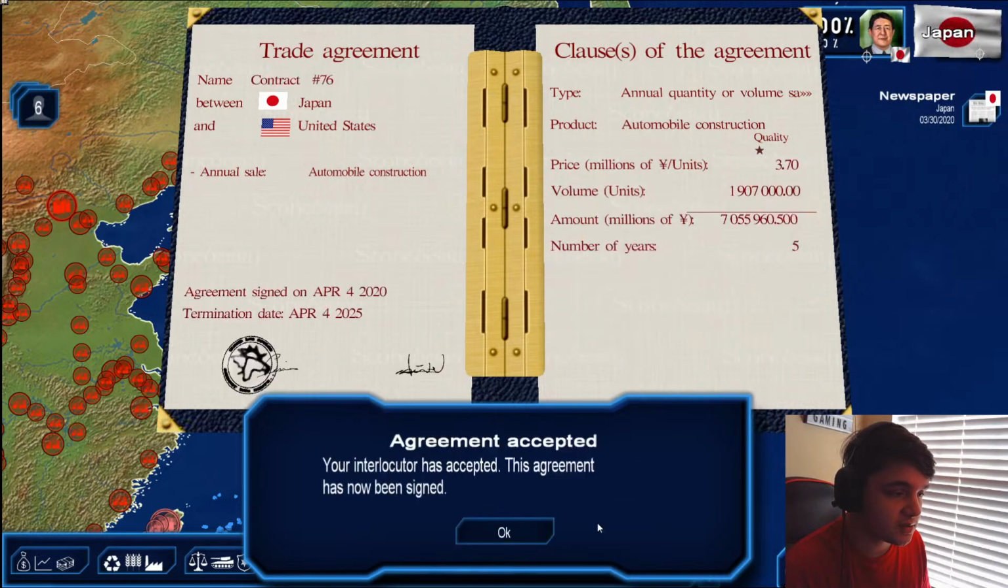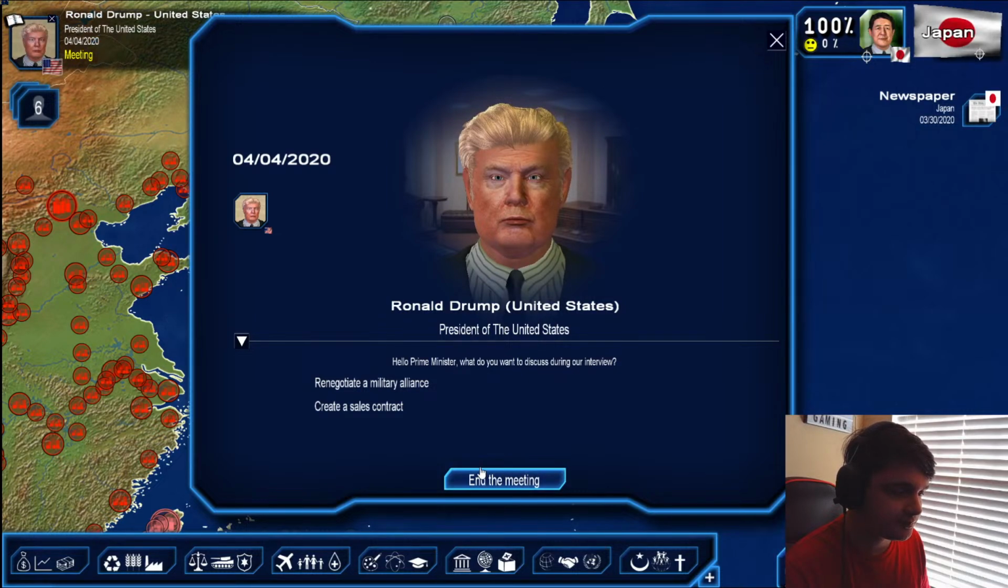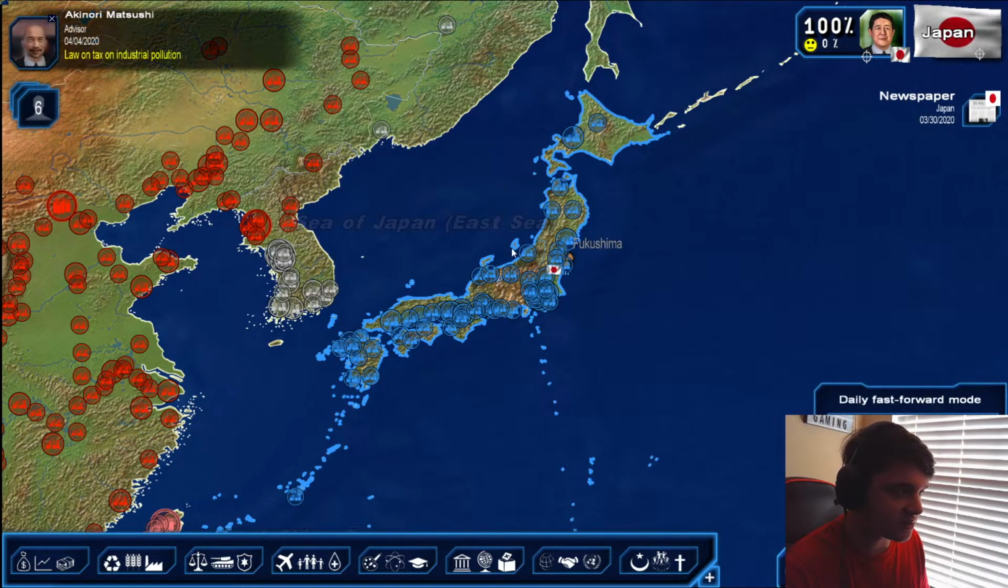5 years. And we did it right on our sale margin. Oh, we should have tried to go for 3.71. So that's going to be 3.7 million yen per price. So that's just about what the price is right now. And we're selling 1.9 million units to the United States. About $70.5 billion that we're going to be getting off of that, but 7 trillion yen in our own currency. It's going to be the one sales contract that we're going to do.